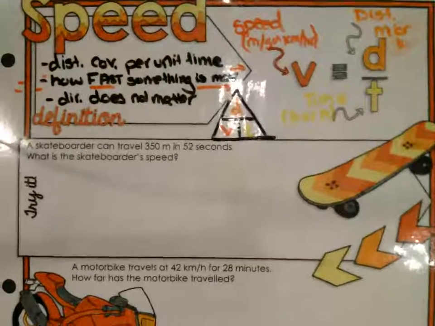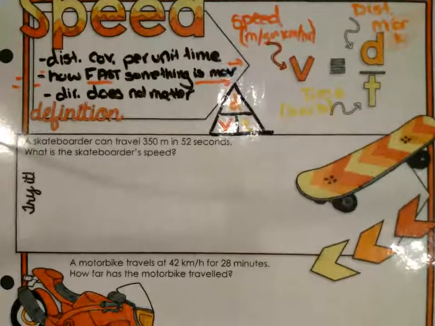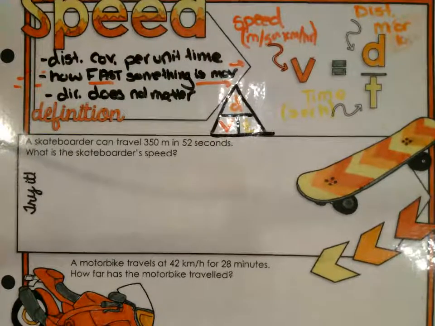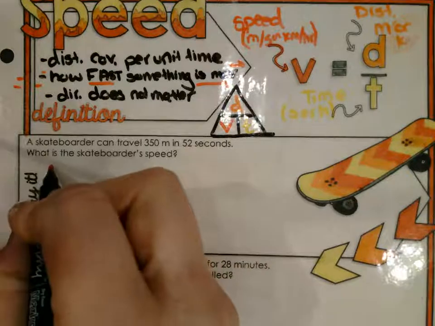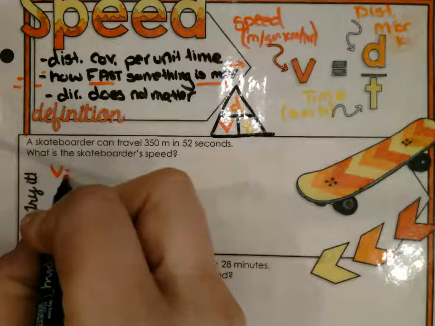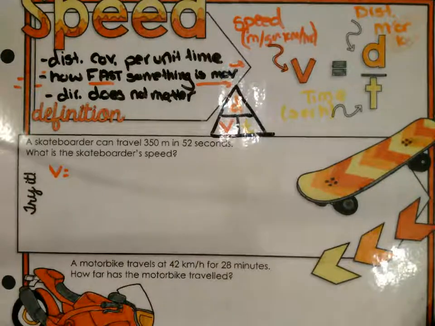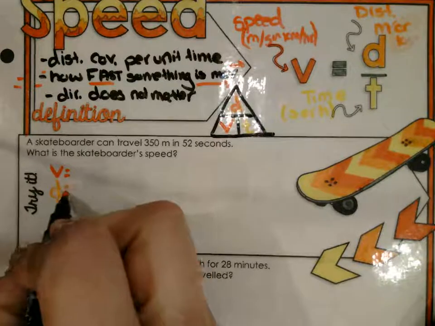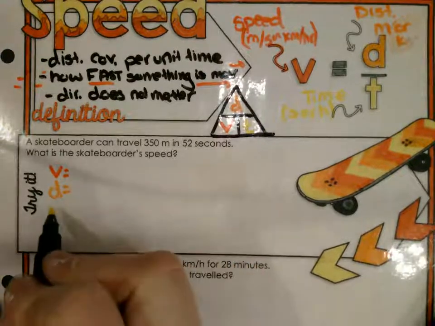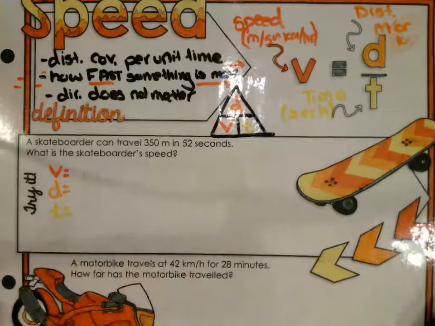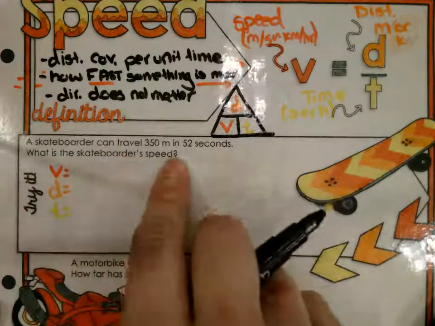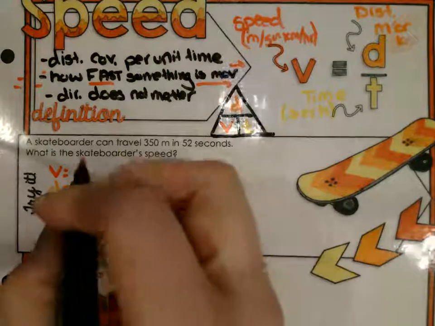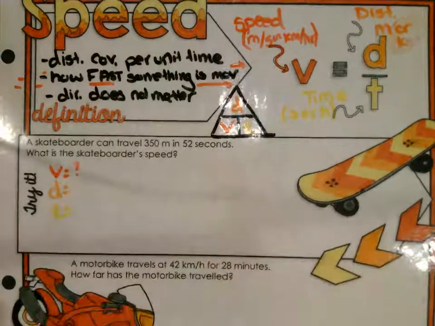A skateboarder can travel 350 miles in 52 seconds. What is the skateboarder's speed? So I always like to start off with what I am given. So I'm going to put my V here. I'm going to put my D here and my T. And the very last sentence says, what is the skateboarder's speed? So this V, this velocity, that's what we're looking for. That's our question mark.